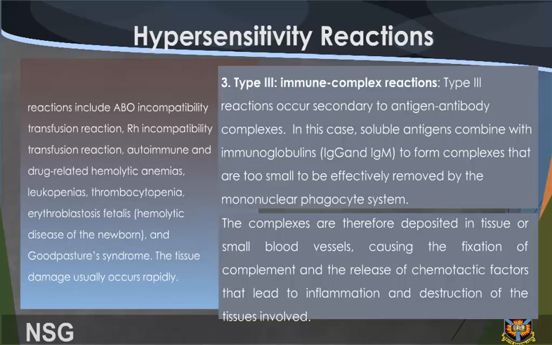3. Type 3 immune complex reactions. Type 3 reactions occur secondary to antigen-antibody complexes. In this case, soluble antigens combine with immunoglobulins, IgG and IgM, to form complexes that are too small to be effectively removed by the mononuclear phagocyte system. These complexes are therefore deposited in tissue or small blood vessels, causing the fixation of complement and the release of chemotactic factors that lead to inflammation and destruction of the tissues involved.